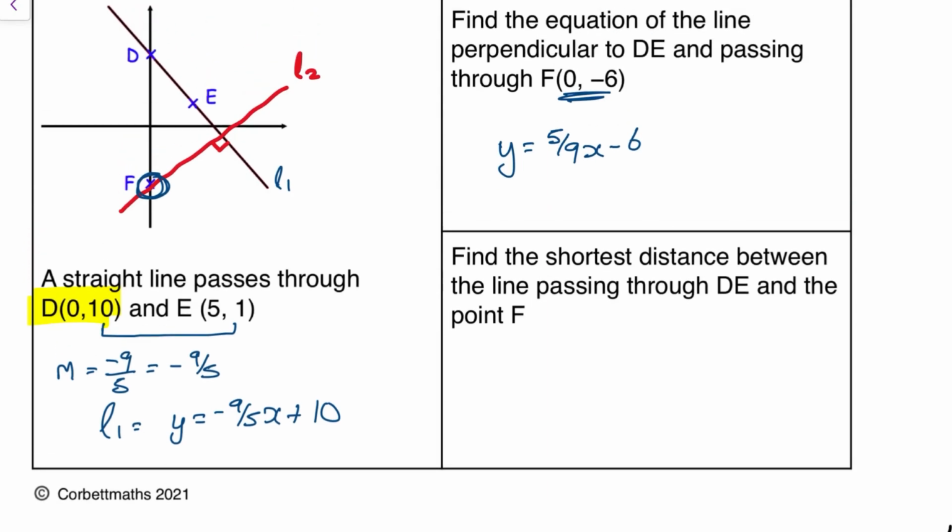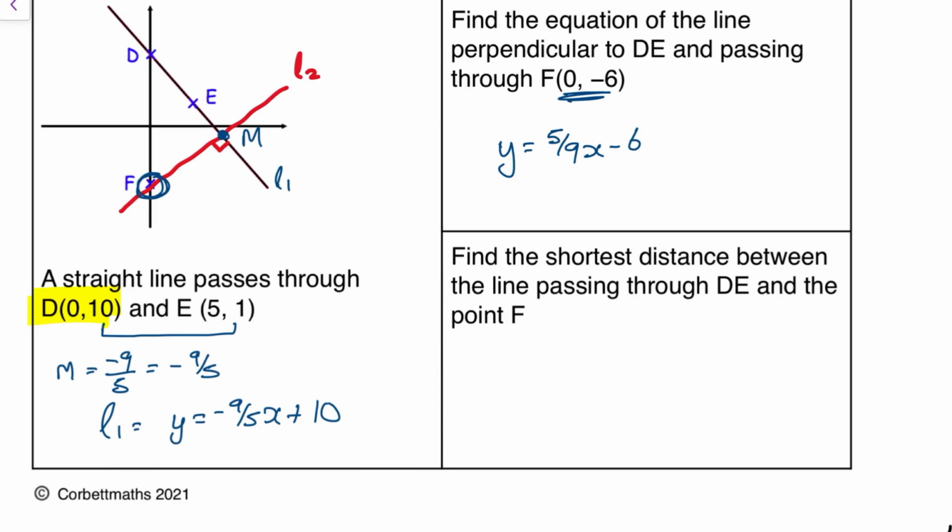Find the shortest distance between the line passing through DE and the point F. Now, okay, the question's built this up nicely. It's about you understanding that the shortest distance between a line and a point is a line that is perpendicular to that line. In other words, I need a perpendicular line and I need that length. So what I'm going to have to do is work out the intersection point M, and then work out the distance from M to F. And of course, just quick aside, that makes sense because any other line must be longer because it's not at a right angle, it's at an angle, so it must be a longer distance.